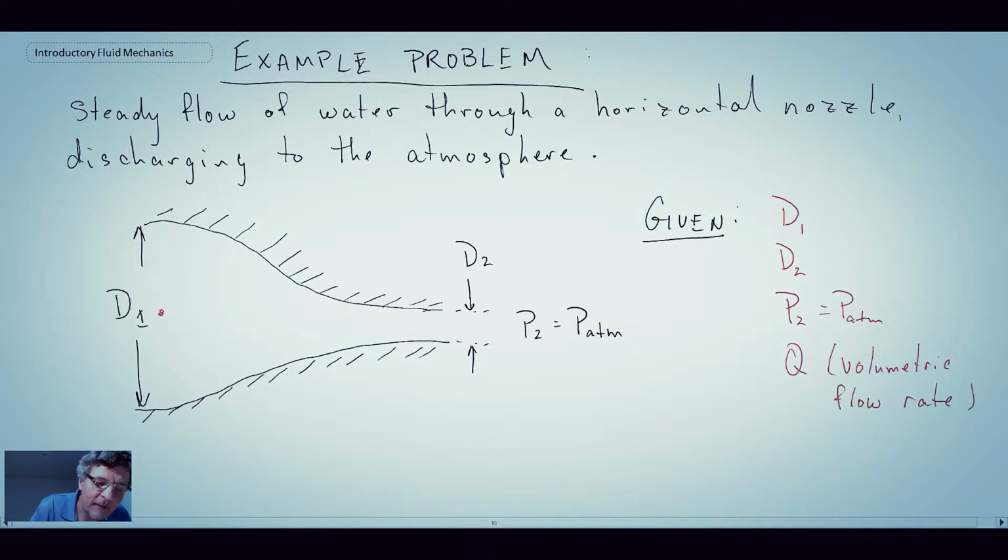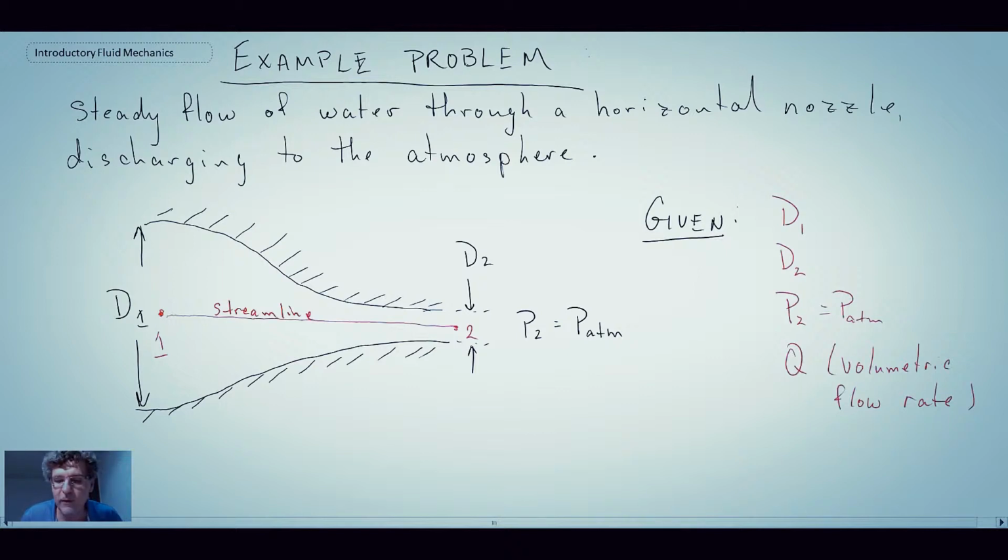So we have point 1 here, point 2 here, and given that we're going to apply Bernoulli's equation, what we're going to be doing is applying this along a streamline, and so we will have a streamline going right down the center line of the nozzle, and that is the streamline that we will apply Bernoulli's to.